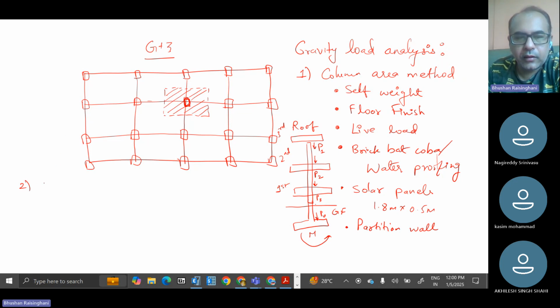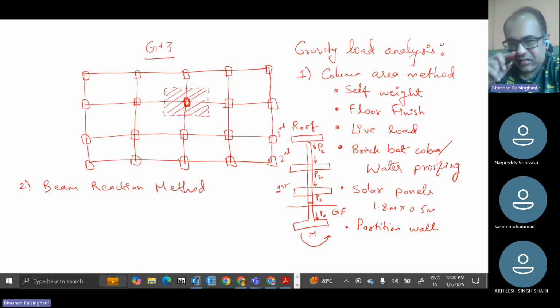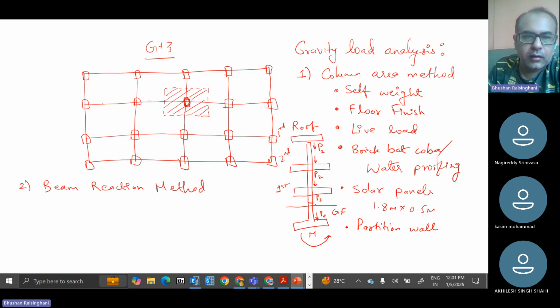Now, the column also can be designed with the beam reaction method, which is actually a better method, because in this beam reaction method, whatever beam is coming onto the column will give a reaction. So this is R1 and this is R2. For that, you will design these two, R1 and R2, at each floor.